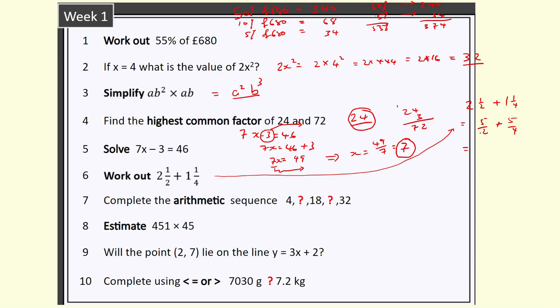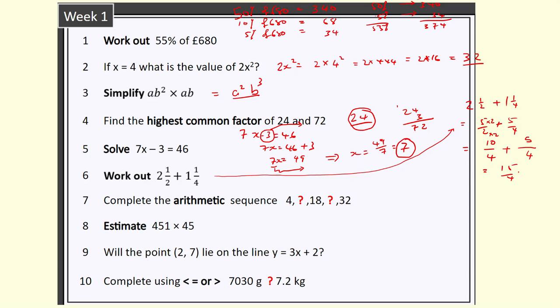Now if I'm going to add two fractions, they have to have the same denominator. So that means, what do 2 and 4 both go into? The smallest number is 4. This is already over 4, so I can leave that as 5 over 4. Here, to get from 2 to 4, I'm going to multiply it by 2. So I'm going to multiply the numerator by 2, which gives me 10. So that's 15 over 4 altogether.